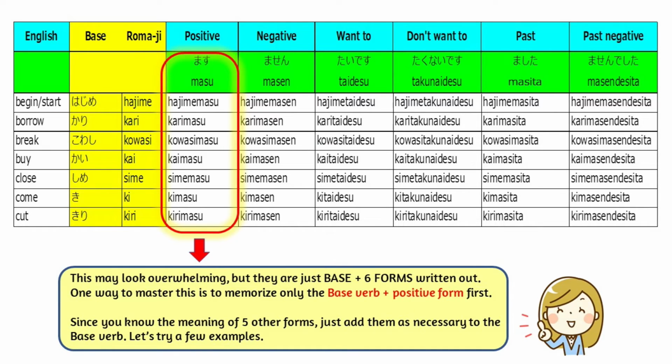First, focus on memorizing the base verb plus positive form ます only. Go down the verb list and memorize as many base verb as you can in ます form. Once you learn the ます form, you just replace ます with one of the other 5 forms to express what you need to say. Remember, you can make them all a question form by adding か at the end. Let's see some examples.